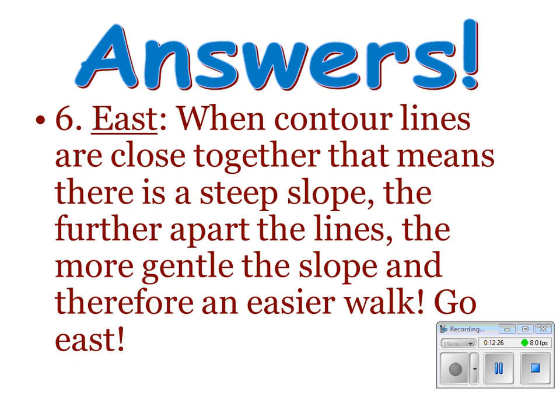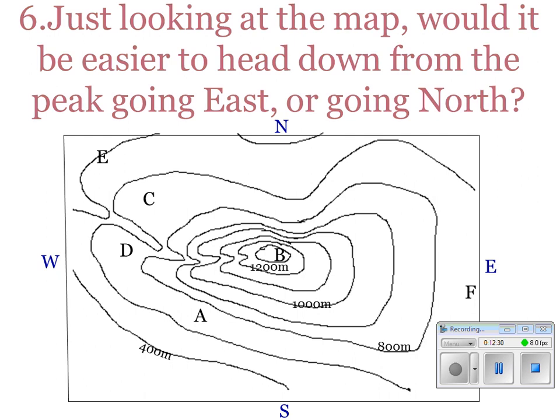you head to the east. They're close together if you head to the north. See right here? They're close together, so that means it's really steep here. Whereas if we were to head to the east, they're far apart. So that gives us longer to go the same distance down to this contour line out here, whereas we're going faster down going towards the north. So it would be easier to walk a gentle slope towards the east.